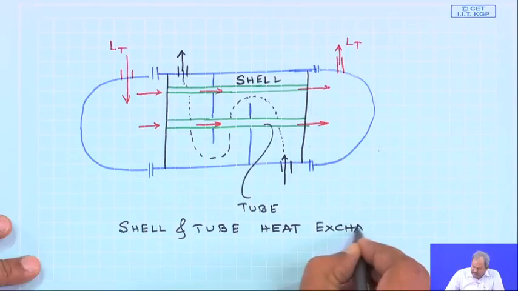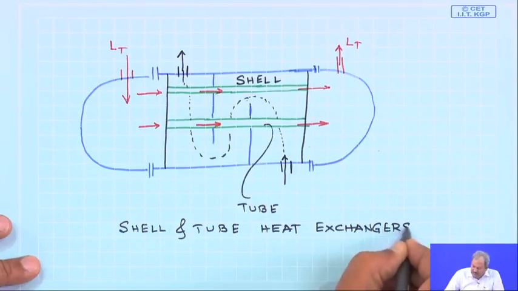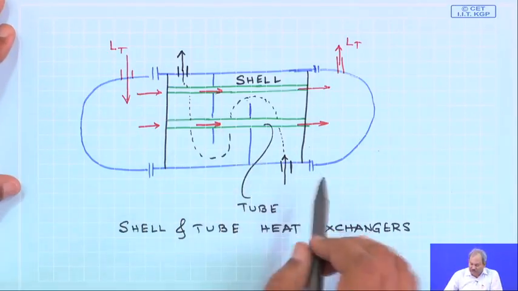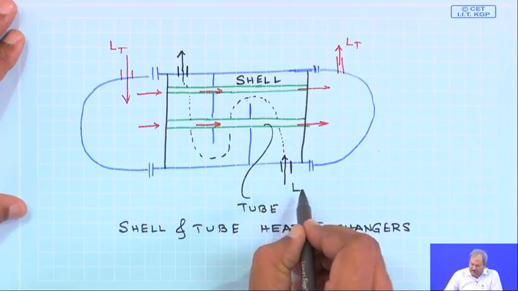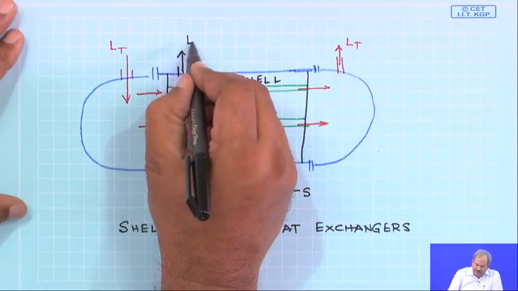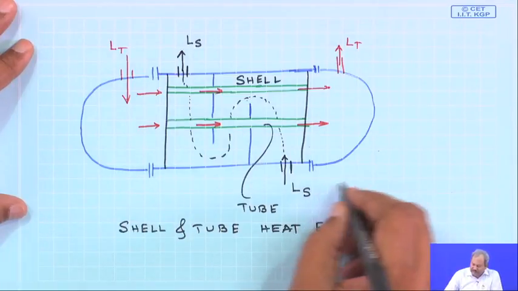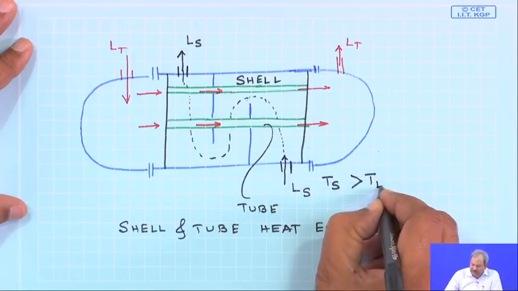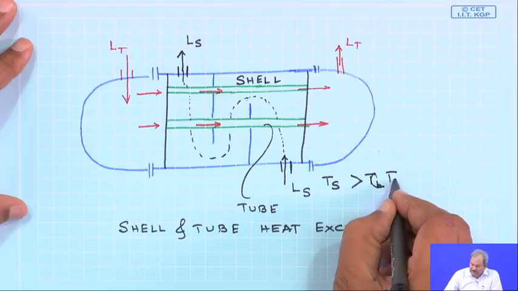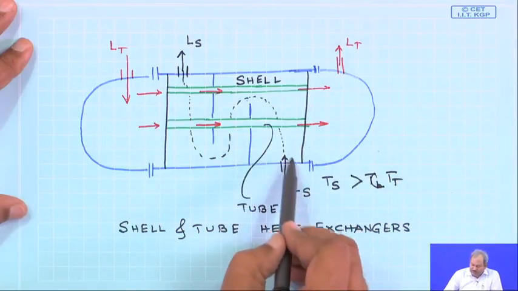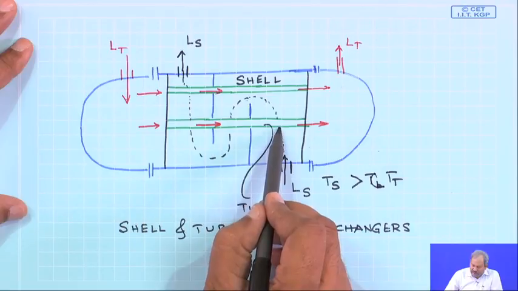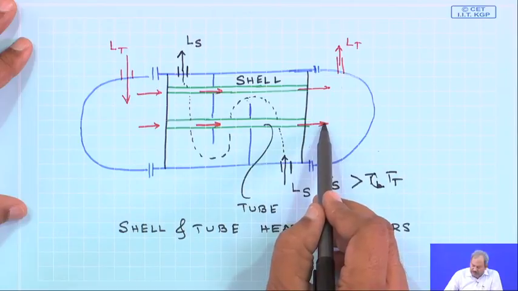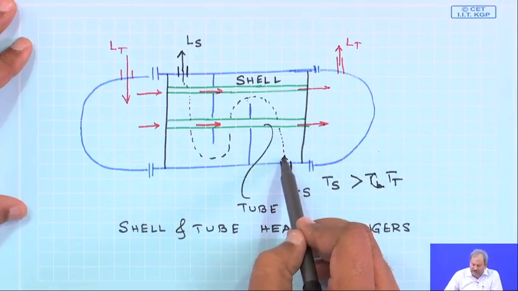Now, what happens in shell and tube heat exchangers? This is one of the most efficient ways to transfer heat from one fluid to the other. So, let us say we have a hot fluid, the shell side liquid, which comes out of the shell, and let us say the temperature of the shell side fluid is greater than the temperature of the tube side fluid. As the shell side fluid flows over the tube, there is going to be no direct contact between the tube side liquid and the shell side liquid.